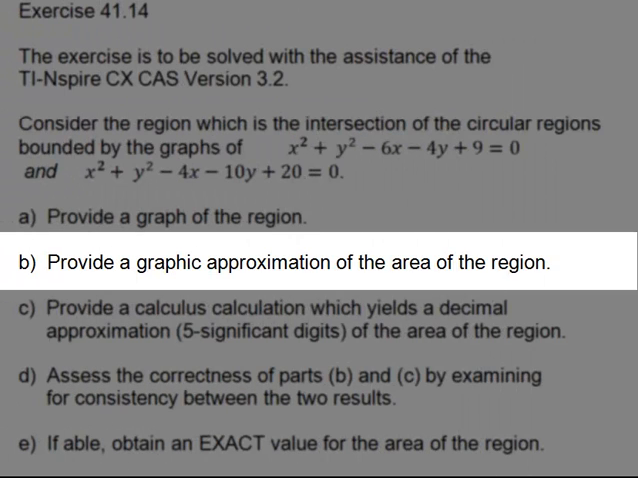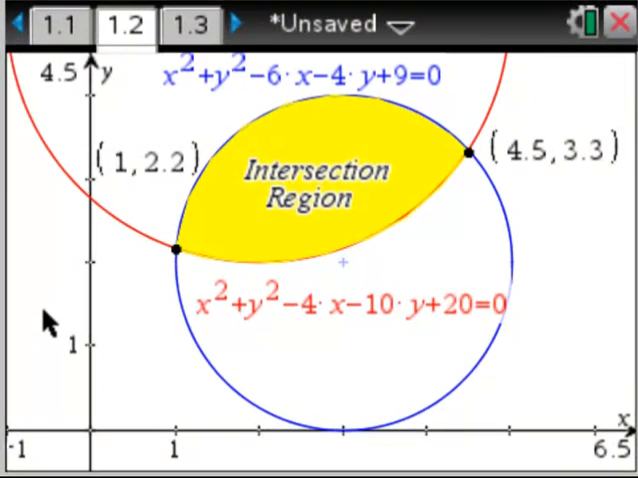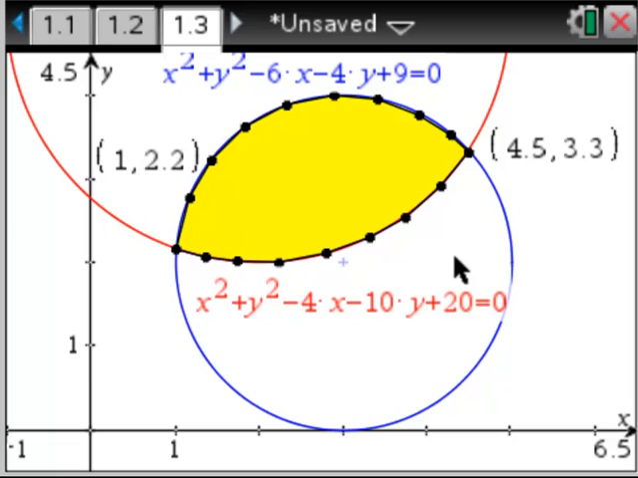Part B, provide a graphic approximation of the area of the region. Alright, for approximating the area of the region, I'm going to go to that graph that has the polygon shaded again. This one is on the next page now. Now I use this polygon to approximate the area.